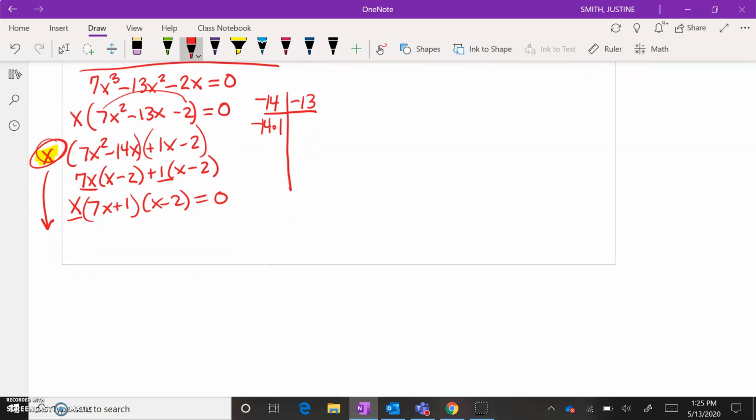Okay, so I'm going to set all of these equal to 0. So x is equal to 0. Obviously, I don't have to solve that one. Okay, so we get x equals 2. And we get x is equal to negative 1/7.